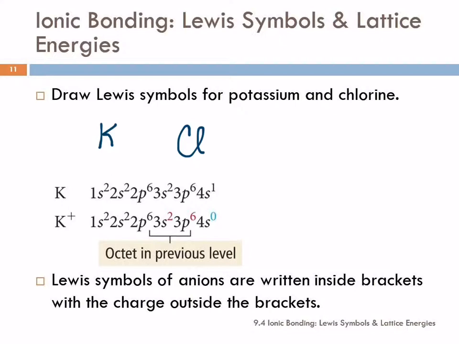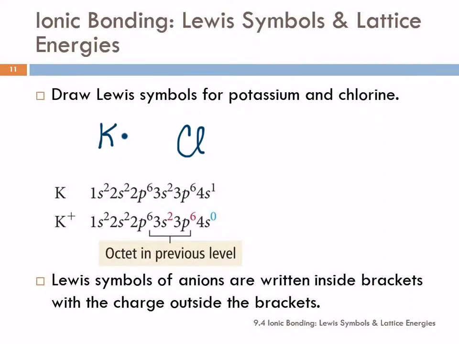So how many valence electrons does potassium have? 1. Remember, for main group elements, the number of valence electrons is their group number: 1A, 2A, 3A, those guys. So I'm going to put 1 dot. That's the Lewis symbol for potassium. It's real fancy, isn't it?